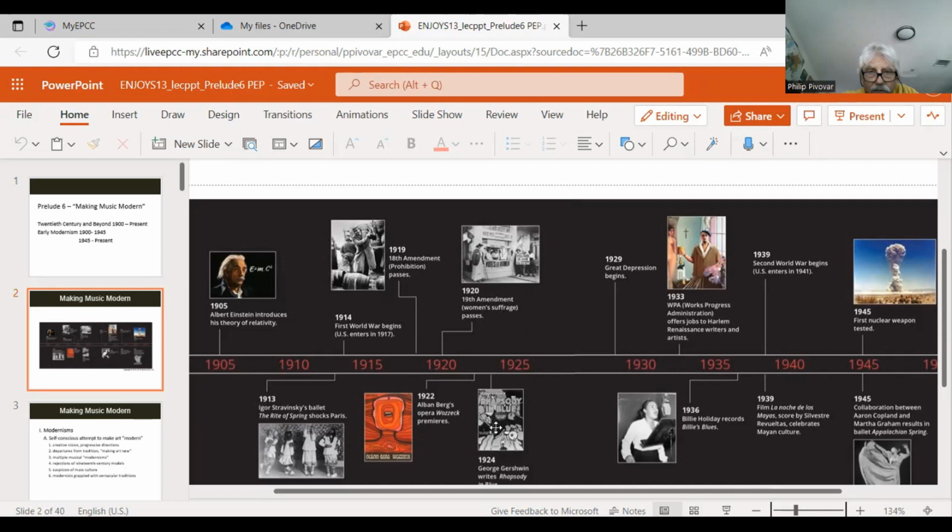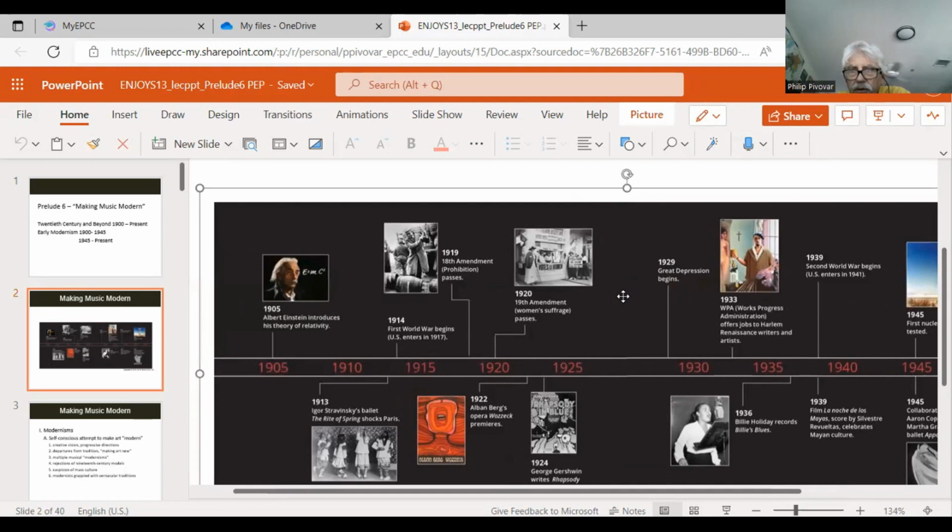1924, George Gershwin writes Rhapsody in Blue. I think we're going to sample that piece of music. George Gershwin, American music, jazz, Jewish, and New York City all combined. And then the Great Depression, it says, begins 1929. It really didn't. Well, okay, it started, I guess, in 1929, but 1932 is when it hit bottom and lasted for 10 years and really didn't get pulled out of that until World War II, 1939, 1940. 1933, Works Progress.